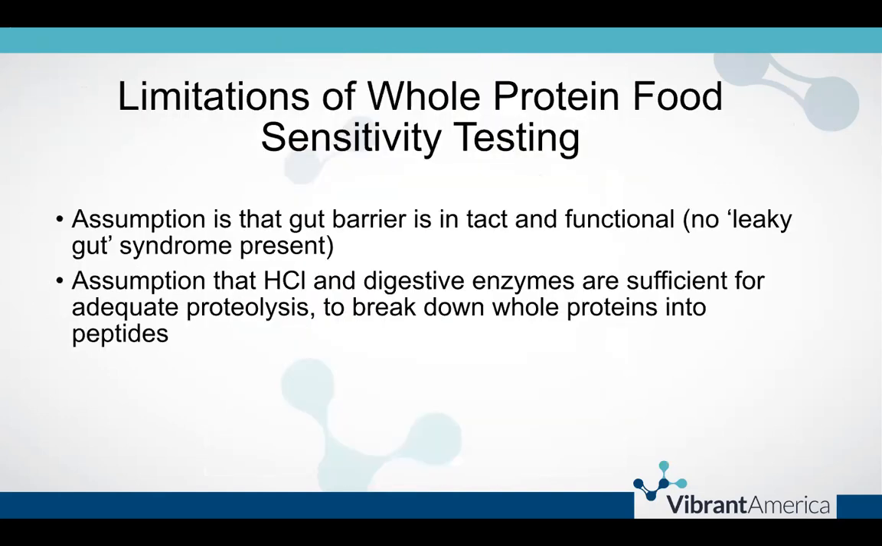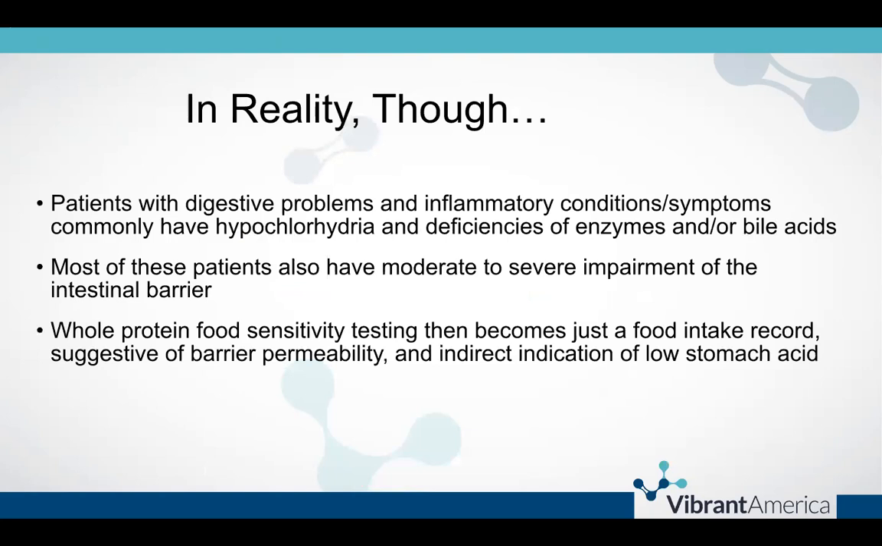So here's the limitation of this whole protein testing. Remember, this is food sensitivities, like the 96 food sensitivity or any of the other food sensitivity testing you're running from other labs. We're assuming that the gut barrier is intact and functional, so there's no leaky gut present. And we're also assuming that hydrochloric acid and digestive enzyme sufficiency is adequate for proteolysis, which means essentially we're breaking down proteins in the stomach in the hydrochloric acid, and then once they transit into the small intestine, we have sufficient enough digestive enzymes to continue to hydrolyze those bonds and break them into peptides where they can then be absorbed.